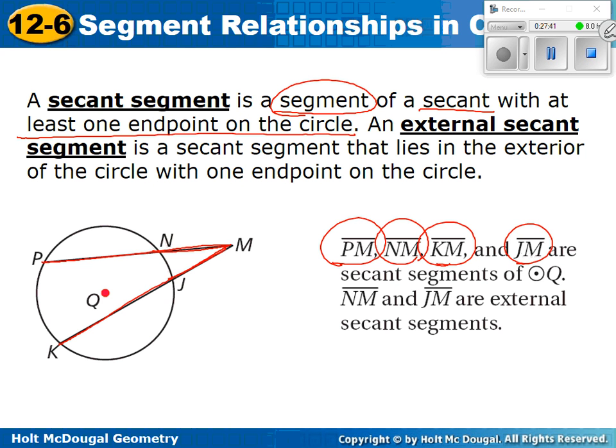What would we call PN and KJ? Chords. And then they're going to talk about external secant segments. The external secant segment is the part that lands outside the circle. So all of these are secant segments, but the ones that are outside the circle are NM and JM. Does that make sense? Okay. So a secant segment is just part of a secant. Part of the secant could be the chord, or it could be the other PM or NM.